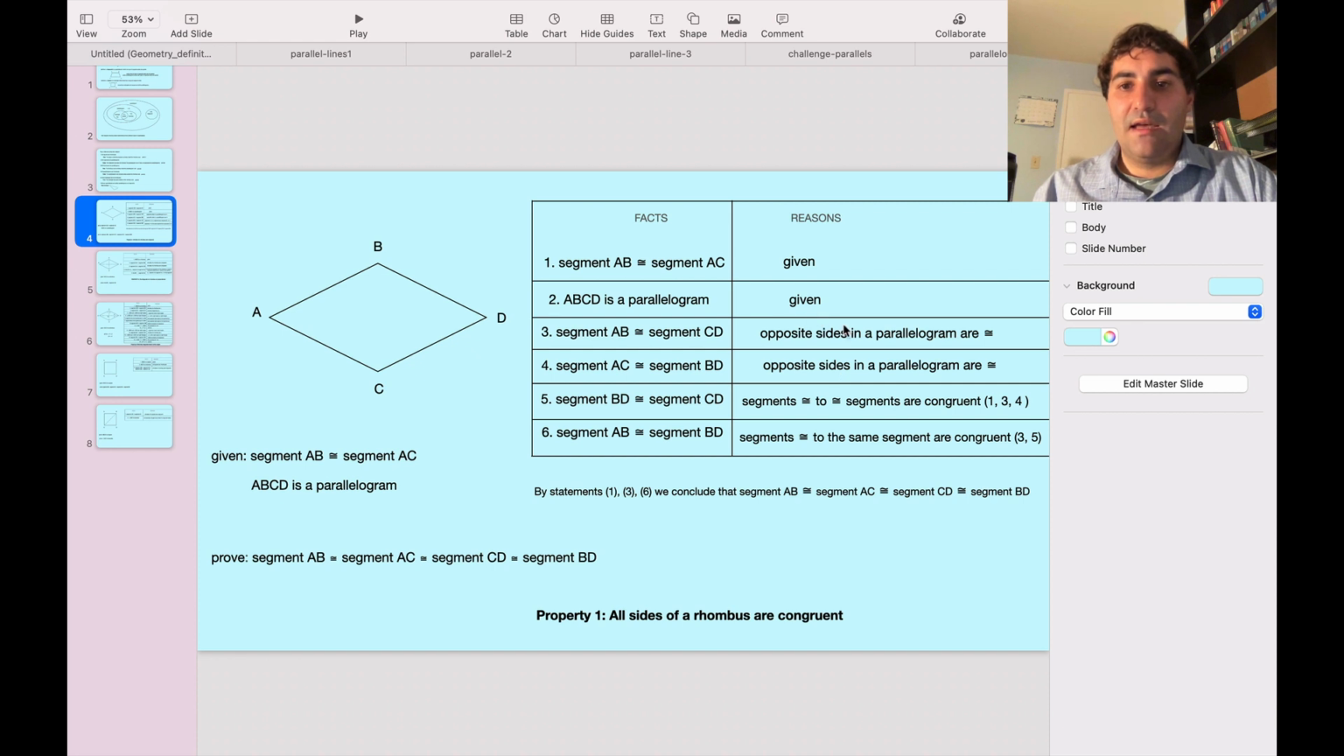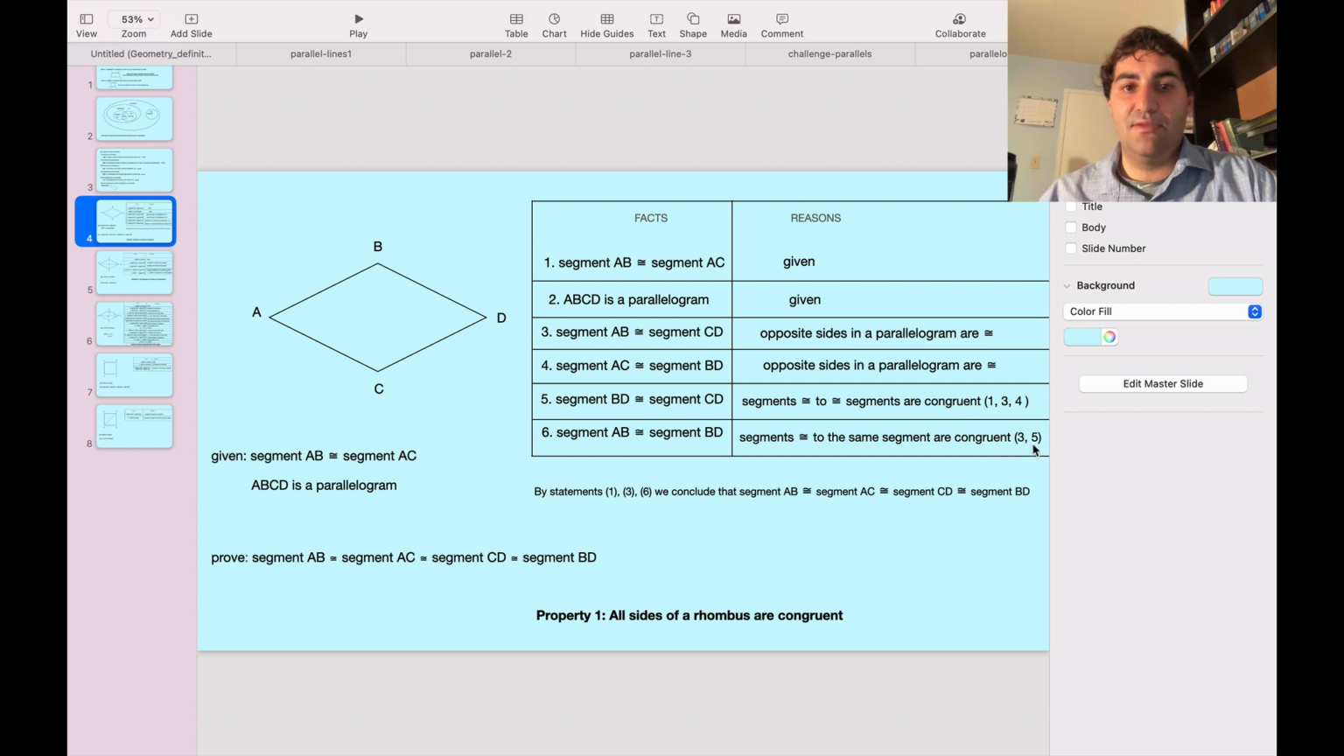Now I'm going to look at statements 1, 3, and 4. Segment AB is congruent to segment AC, segment AB is congruent to segment CD, and segment AC is congruent to segment BD. So we know from 1 that these two are going to be congruent, so segment BD is going to be congruent to segment CD. Segments that are congruent to congruent segments are congruent.